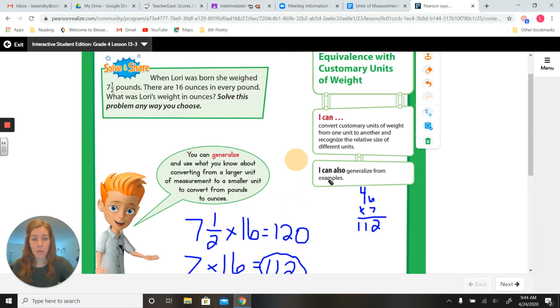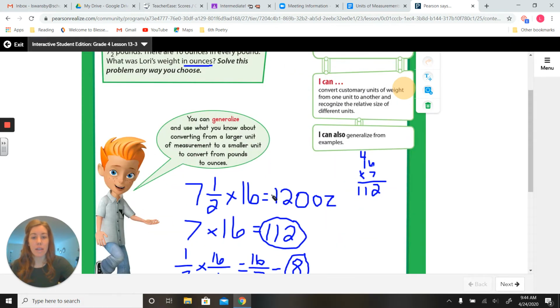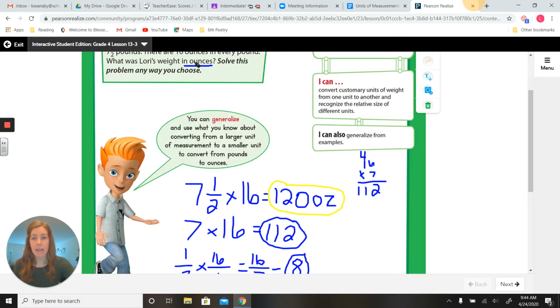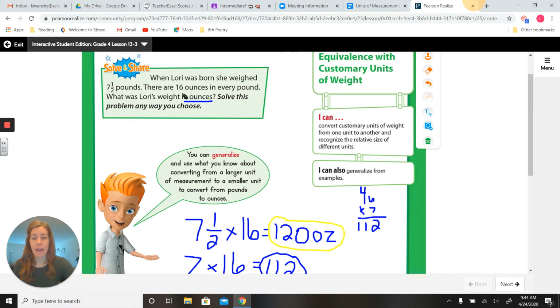We need our unit at the end though. I want you to get in the habit of doing that. So add your unit. They're asking for ounces. So it's going to be 120 ounces is your final answer. Okay, use your units of weight here. Again, they give you that explanation of how many ounces are in a pound in your question there.